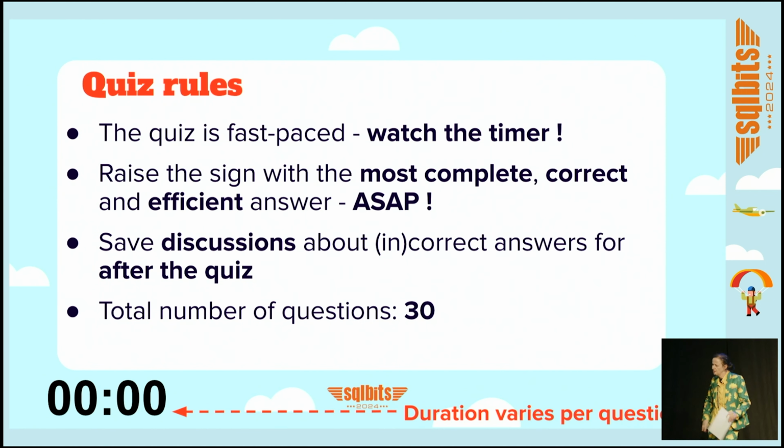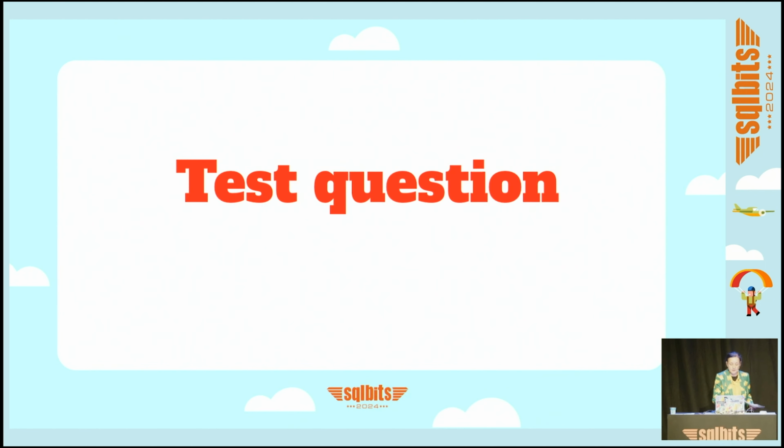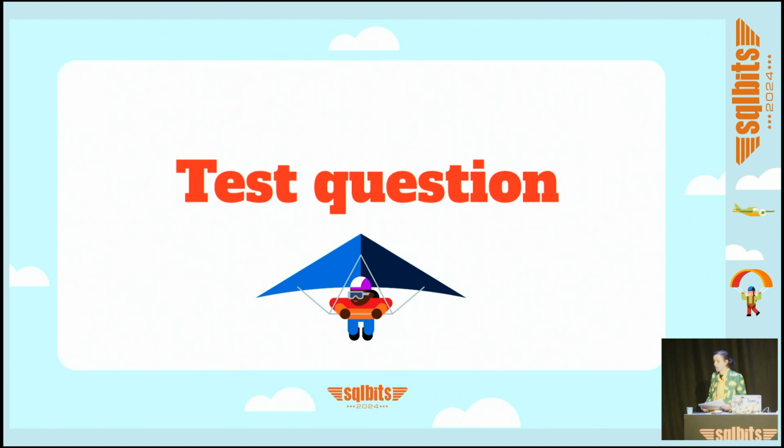If you think, well, I don't think she's right with that, save it for after the quiz, because we don't have time during the quiz. It's going to be really fast paced. And the total number of questions is 30. So keep that in mind, 30. Right, are you guys ready? We're going to start. Let's first start with a test question so that we can see if we all understand how it works. Here we go.